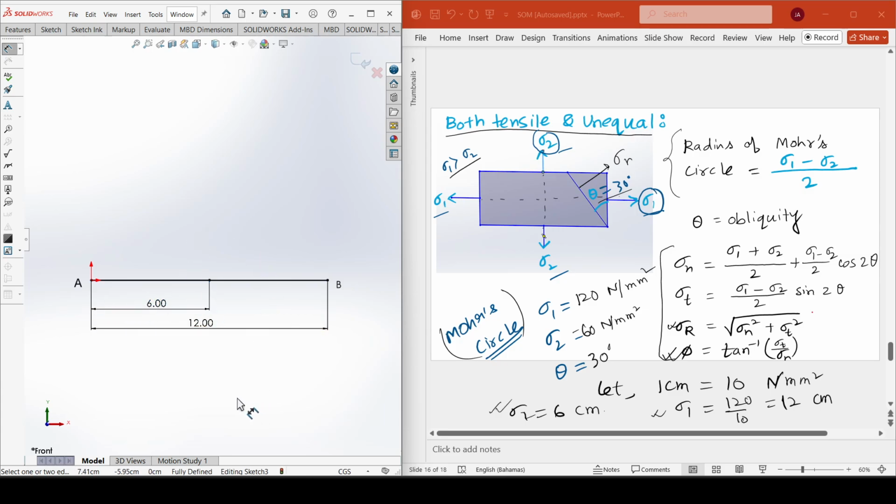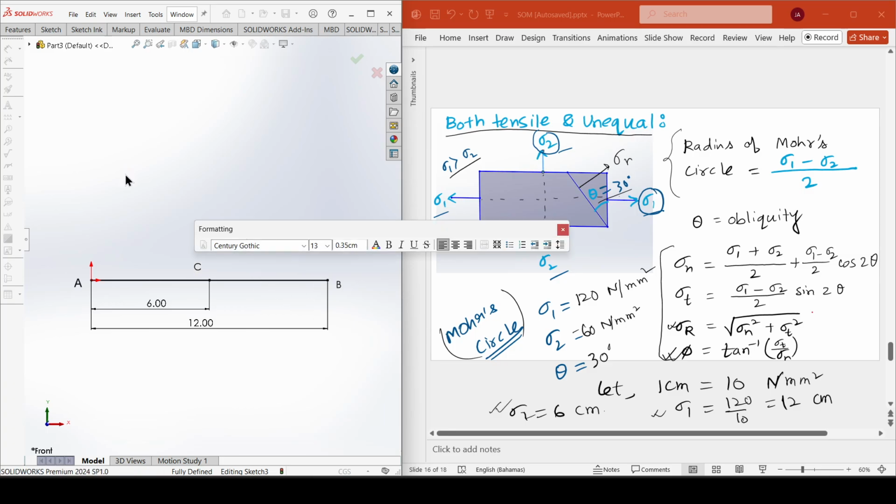After that, take a very close look at this point. The radius of the Mohr circle is sigma 1 minus sigma 2 by 2, and it is to be drawn from a point. Let me name this point as well. This point is your C.